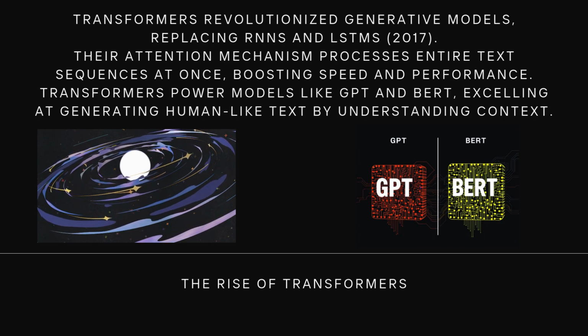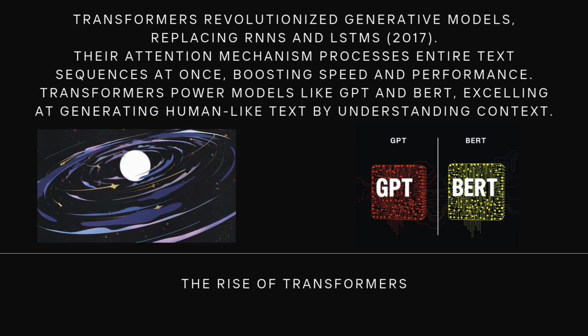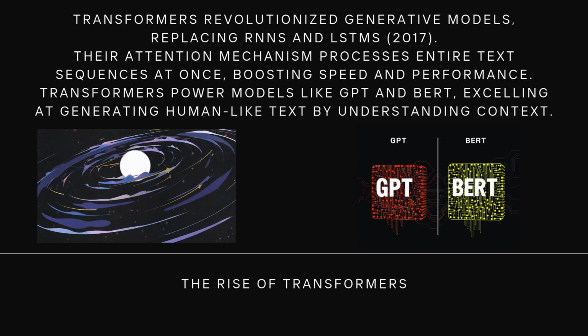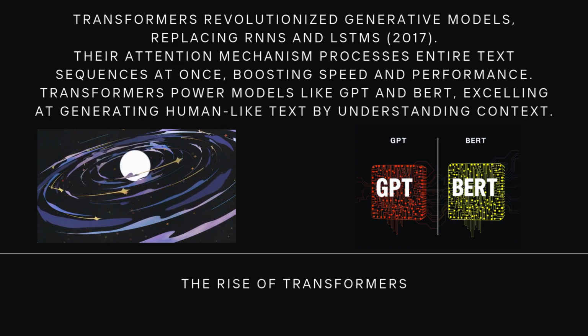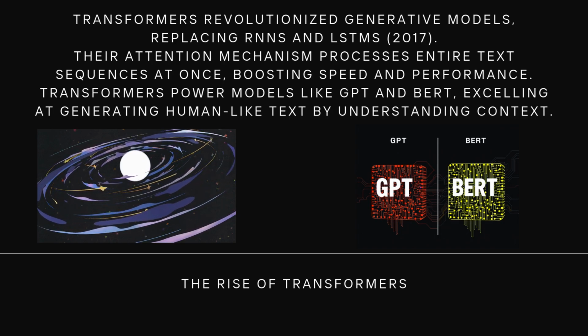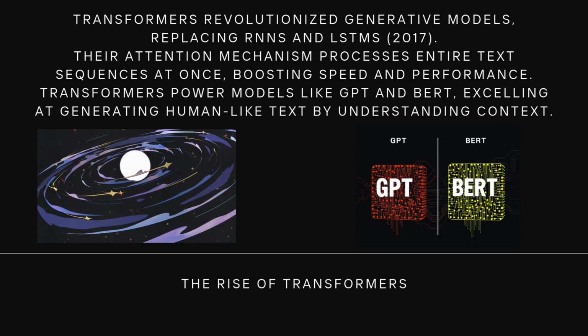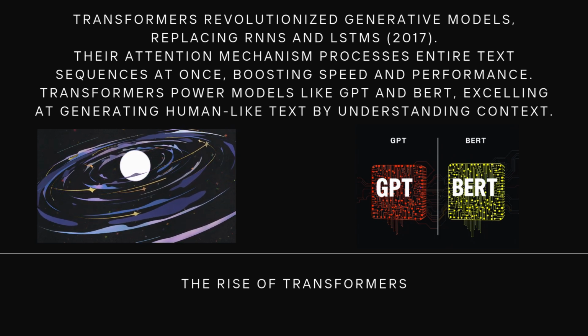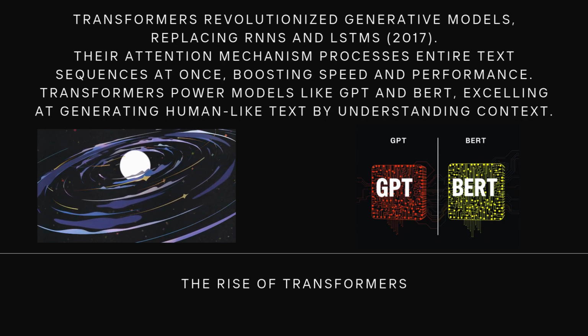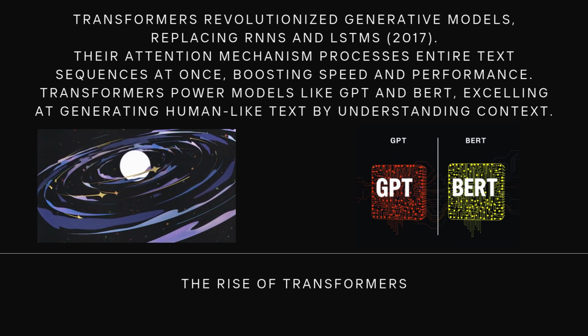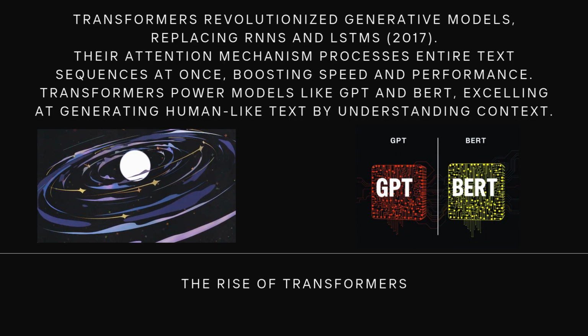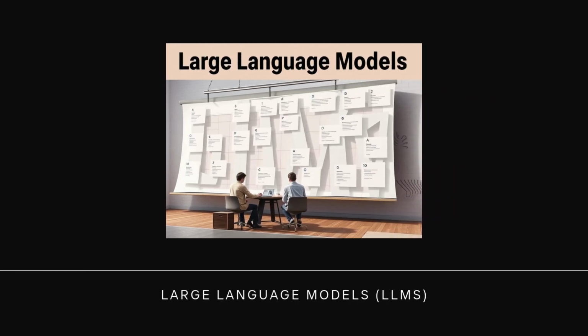The transformer architecture forms the backbone of most state-of-the-art generative models, such as GPT, Generative Pre-trained Transformer, and BERT, Bidirectional Encoder Representations from Transformers. These models have achieved remarkable success by learning contextual relationships within text, making them adept at generating human-like language.